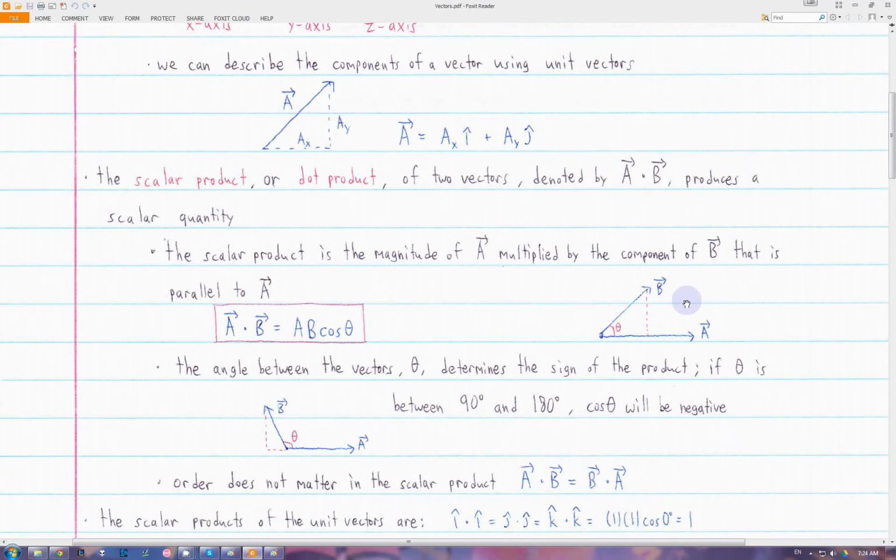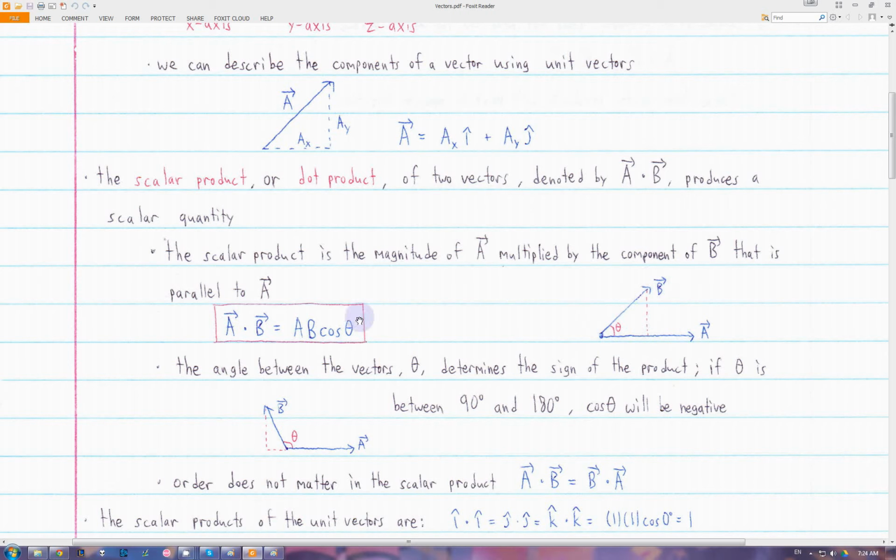So the scalar product is the magnitude of the A vector multiplied by the component of the B vector that is parallel to A. So if the angle between the two vectors is theta, then the component of the second vector that is parallel to the first vector is going to be equal to cosine of theta multiplied by the magnitude of B.